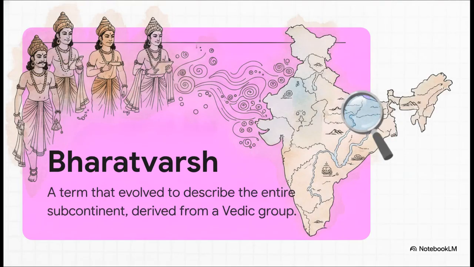Okay, so what about Bharat? Well, the Rig Veda also talks about a major, very prominent Vedic group of people known as the Bharat. And here is where a pretty fascinating morphological shift happens. Over centuries, the name evolved. It went from describing a specific group of people up in the northwest to describing the entire geographical expanse that they and their culture influenced. By the time later epics like the Mahabharata were being written down, the term had expanded into Bharatvarsh, which encompassed the whole subcontinent. Basically, it completely shifted from a who to a where.